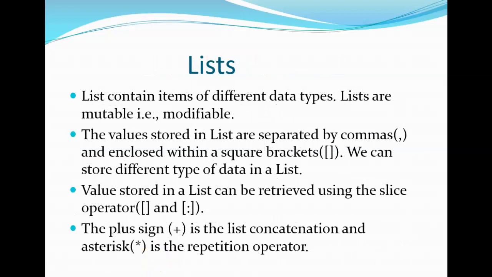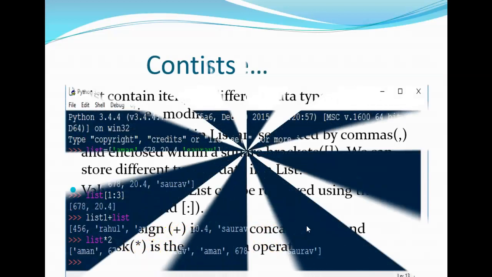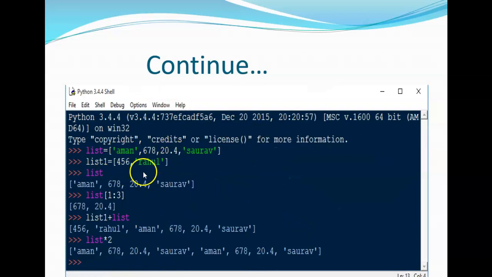Of course, there is some basic introduction of lists. Lists contain items of different data types. Lists are mutable, that means modifiable. Lists can be represented by using square brackets. This is nothing but slicing by using the slice operator. The plus sign is list concatenation and star is for repetition. You can see that this is nothing but slicing, from 1 onwards up to 3.